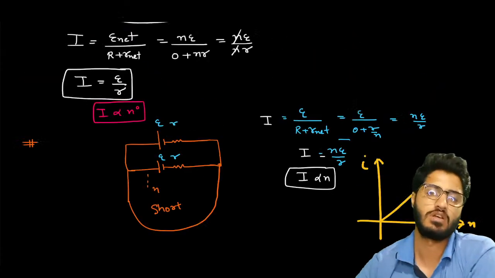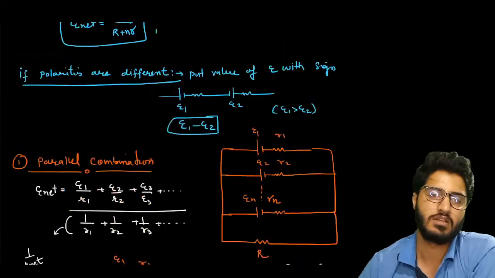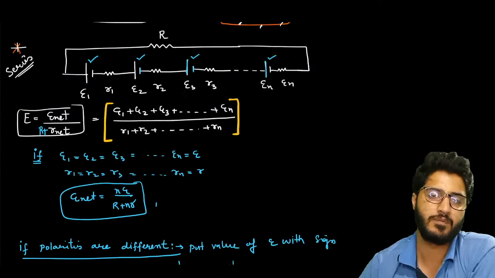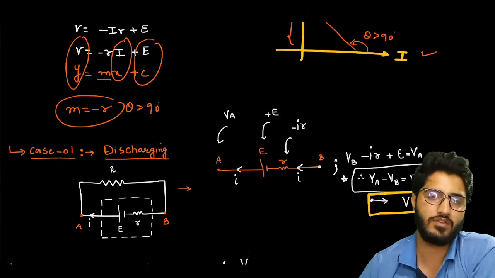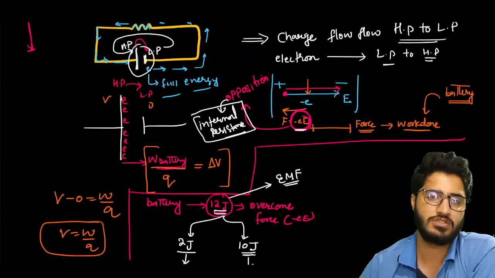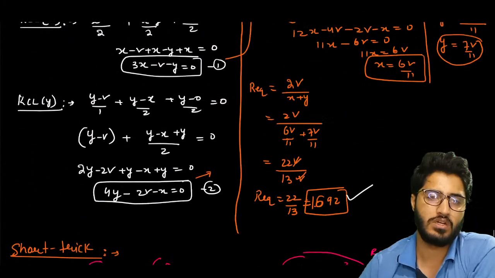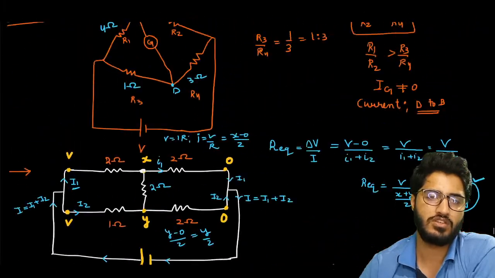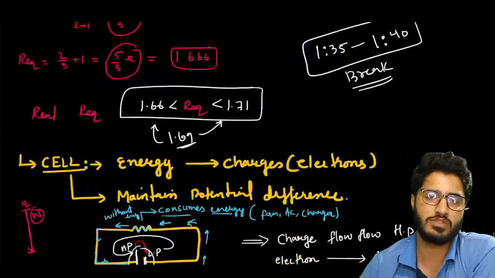Okay, so how many topics have we done so far? We have done this topic also: charging battery, discharging one, V and I. Cells we did, battery we did. KCL, KVL, Wheatstone bridge, okay, we did these things.